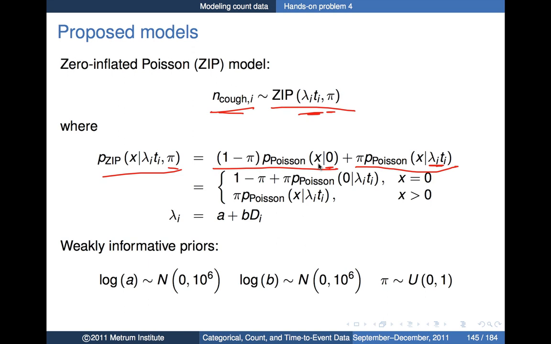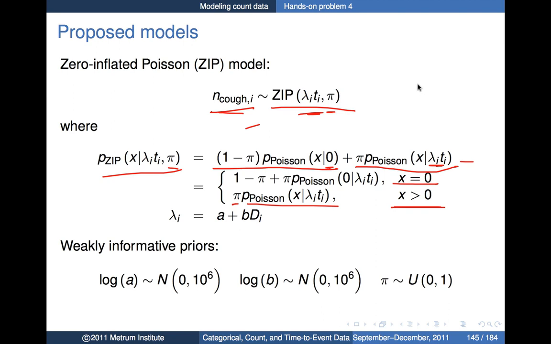Another way of seeing this is what I've written out down here. I've broken this out into the two cases, the case where x equals 0, and the case where x is greater than 0. So our probability function when x equals 0 is the combination of two components. There's a probability 1 minus pi that it is 0 because it comes from that excess number of zeros, and then there's the probability pi that it's simply 0 because it just happened to be a 0 random value that comes out of the Poisson distribution. So there are two components that could lead to an x of 0. And then for x greater than 0, our probability function equals the standard Poisson model multiplied by that pi. And I guess I never actually said, but pi is a probability and therefore is restricted to the range 0 to 1.